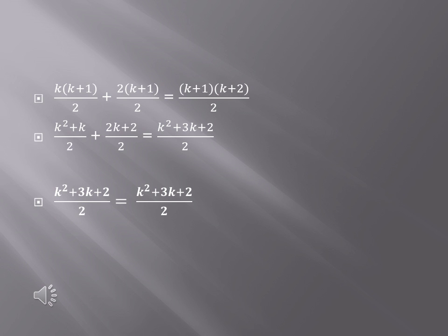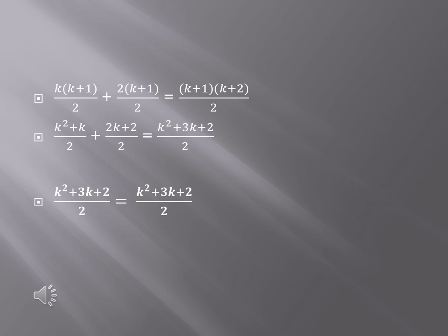K times the quantity of k plus 1 is equal to k squared plus k. 2 times the quantity of k plus 1 is equal to 2k plus 2. In the quantities k plus 1 and k plus 2, we will use the FOIL method, which will give us k squared plus 3k plus 2. We're gonna add k squared plus k into 2k plus 2.